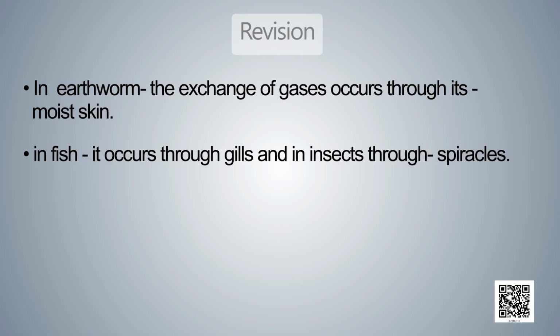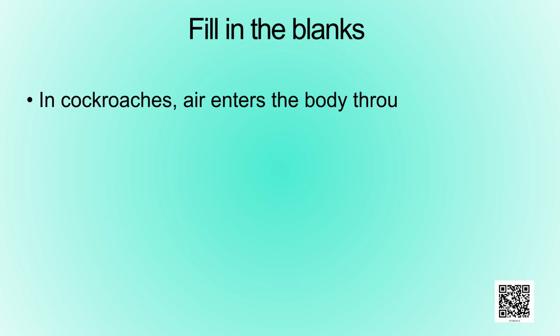Now I will ask you some questions related to this chapter, and children, I hope you will be able to answer them all correctly. So your first question is, fill in the blank spaces with the correct answer. First one, in cockroaches, air enters the body through dash. Yes, children, the correct answer is spiracles. In cockroaches, air enters the body through spiracles.